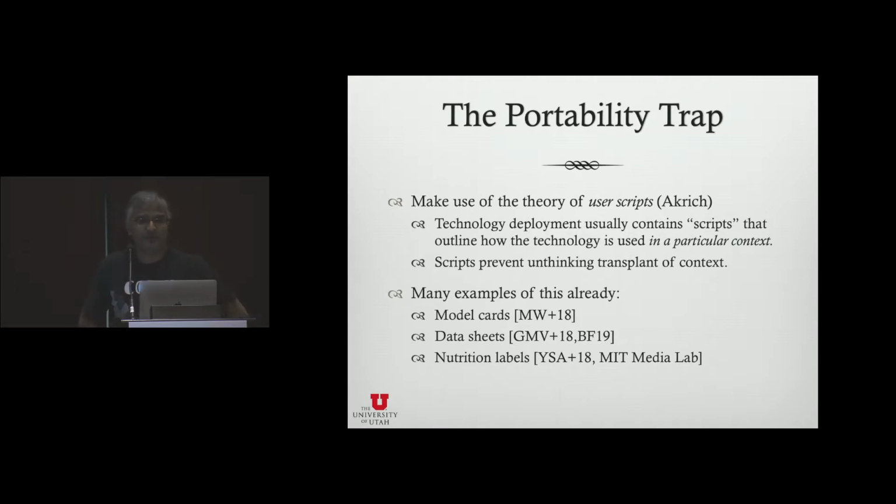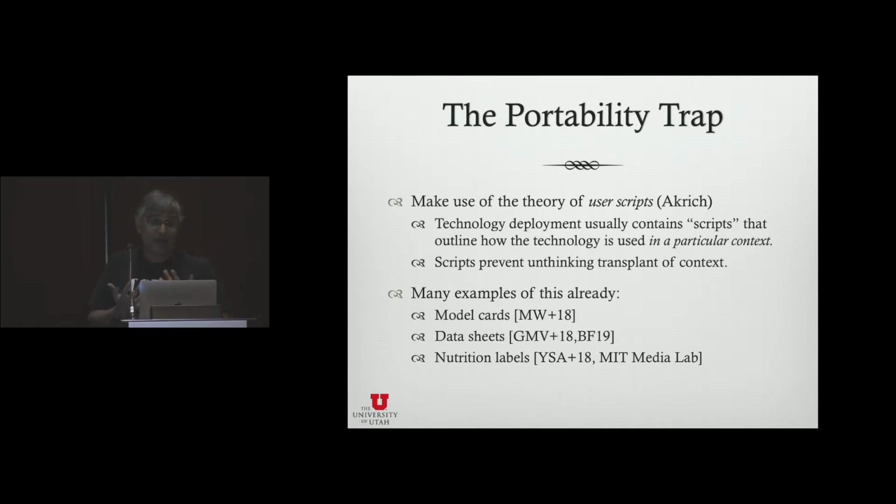To try and understand why this is a trap, we make use of the theory of user scripts, which comes from the anthropologist Madeleine Akrich. Her idea was that when technology does get deployed, and it's deployed successfully, there are a number of unwritten and unspoken scripts, if you wish, other pieces of tech that work around the technology to make it actually work in a particular context. Because these are unspoken and often not written down, you're not always aware of their presence. And so when you take the idea and transplant it over without the scripts, the ecosystem around it, things might fail.